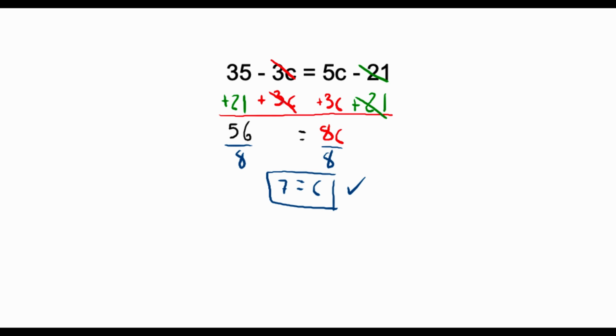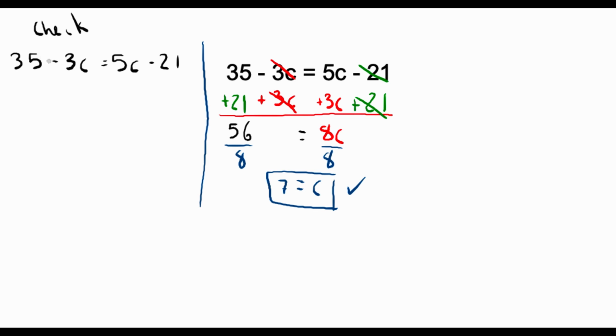Now, you might say, well, how do we know that this is actually correct? Well, to check that you are correct in your final answer, you could do what's called a check. So let's do it really quickly on this side. How do we do a check? Well, first you copy the original equation. So here would be the 35 minus 3c equal to 5c minus 21.